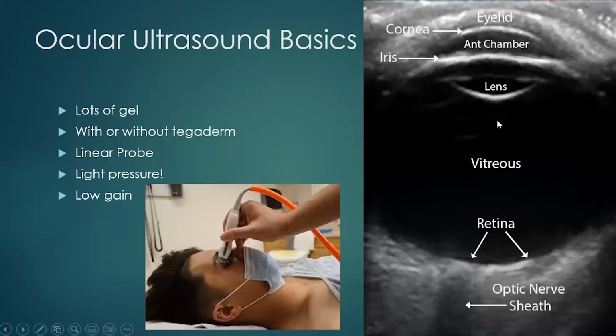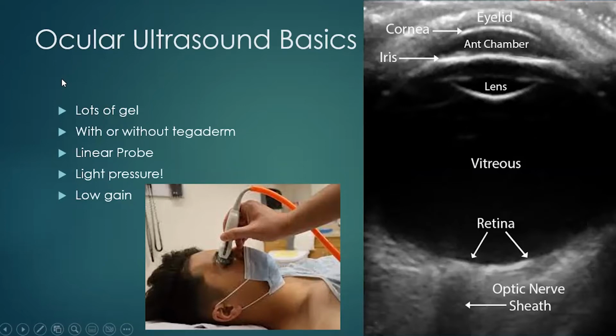Going back through the anatomy again now with ultrasound, the top of the image here is going to be where your probe is. So you've got your gel, eyelid, cornea, iris, and here's your lens. This big anechoic area is the vitreous, and then you've got your more hyperechoic retina plastered against the choroid, with your optic nerve sheath here.